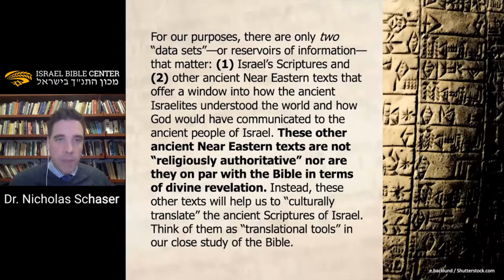For our purposes, there are only two data sets, or reservoirs of information, that matter to us in this course. One, of course, is Israel's scriptures, that is the Tanakh, the Hebrew Bible, and the second are other ancient Near Eastern texts that offer a window into how the ancient Israelites would have understood the world and how God would have communicated to the ancient people of Israel.